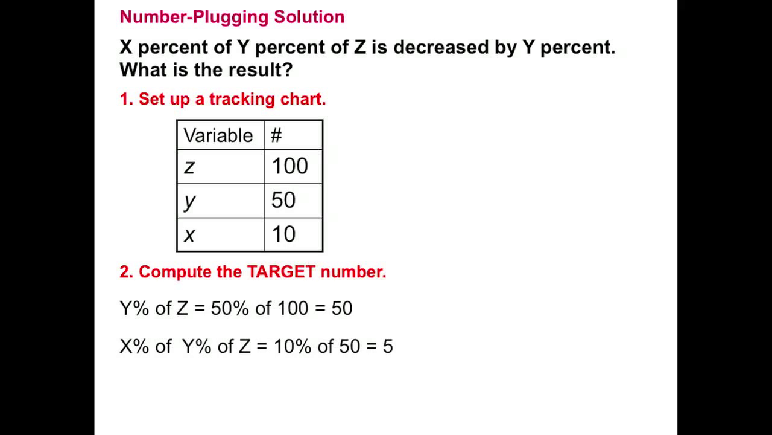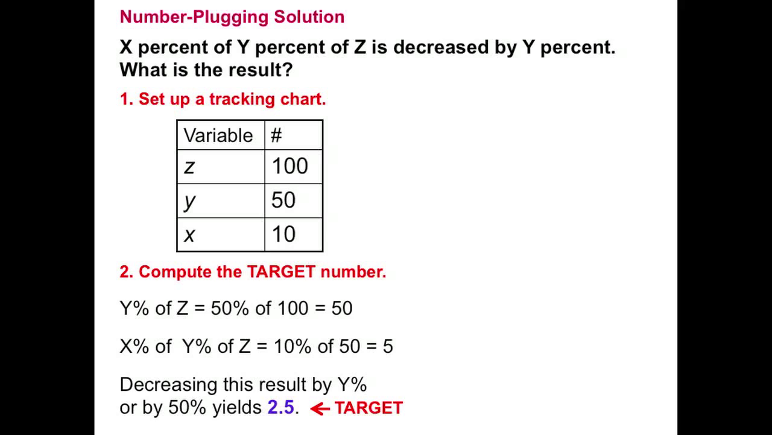Now, after that point, we need to think about what a 50% decrease would mean, because again, we've chosen y as 50. So simply take a 50% decrease of the number that we've reached so far, and you'll see that we end up with a target value. Now, this target value is something that we can use to look for in our answer choices.